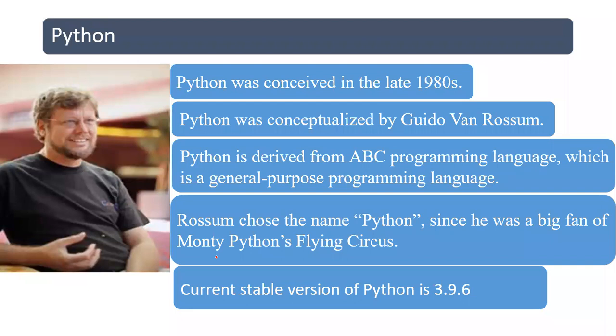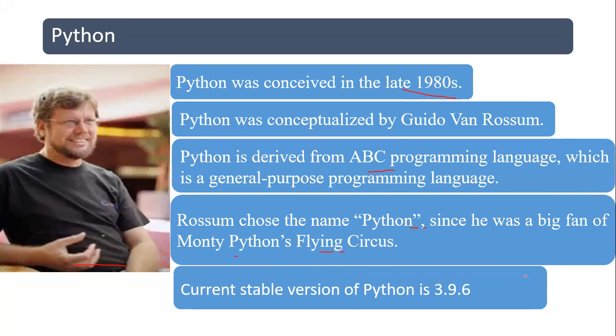Now let me move on to Python. Again, as I specified, my topic is data analysis and visualization using Python. What is Python? It is again a programming language. This is the person, Guido van Rossum. Rossum is the person who actually invented Python in the 1980s, as an extension of the ABC programming language. And the reason why he chose the name Python is that he was a very big fan of Monty Python's Flying Circus.